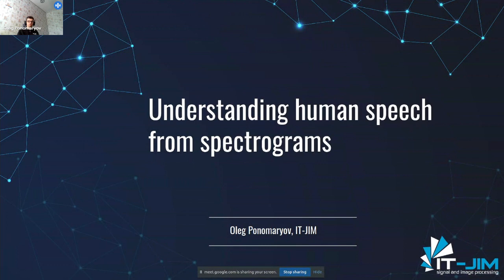Okay, so today we are going to learn how to take a spectrogram of a human speech recording and actually understand what a person was saying on this recording only by looking at the spectrogram. We've done this research on our speech enhancement project, and the idea was to understand which spectrogram parameters are better to feed to a speech denoising model. But it turned out to be an interesting topic in general.